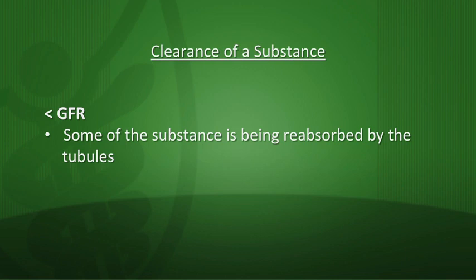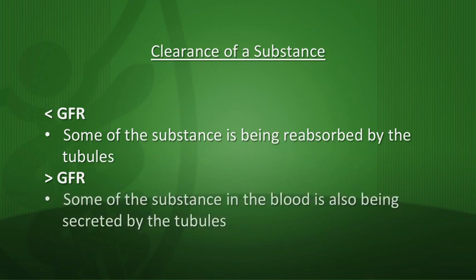Now, what if the clearance of a substance is greater than the GFR? Well, that means that the substance is going to the glomerulus, it's getting filtered, but then some of the substance in the blood that goes to the tubules is also being secreted by the tubules into the filtrate. So when the clearance is greater than the GFR, that means you have net tubular secretion of the substance. So even if some of the substance makes it through the glomerulus without being filtered, it still has a chance to get into the urine because the tubules can take that substance out of their own blood supply and then secrete it into the filtrate. So again, that means that clearance will be greater than GFR.